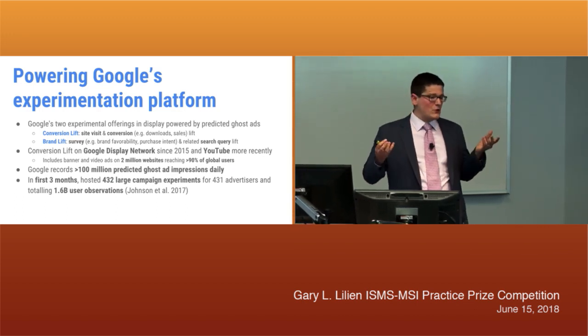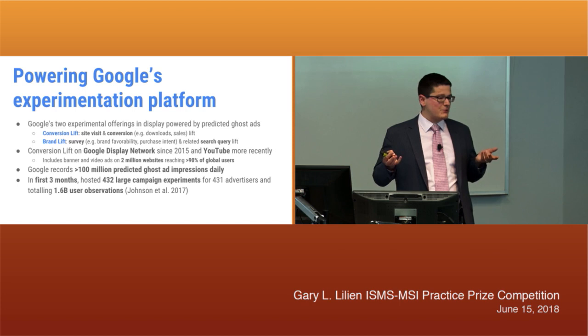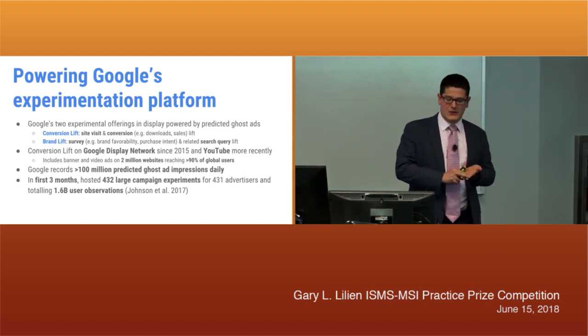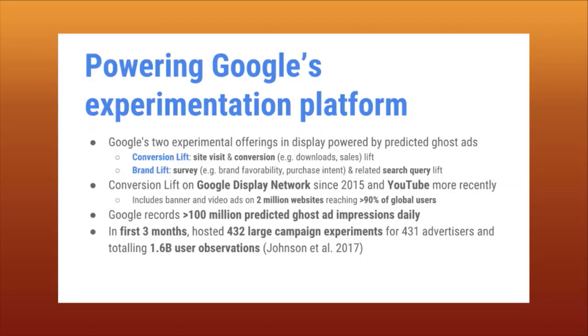Now, this methodology actually powers Google's experimentation platforms when it comes to online display advertising. Google has two offerings in this dimension. One is conversion lift, the other is brand lift. The difference between the two is that conversion lift shows you the effect on site visits and on conversions like purchases and signups, whereas brand lift shows you the impact on survey outcomes like intent to purchase or brand favorability, as well as lifts in related search queries.